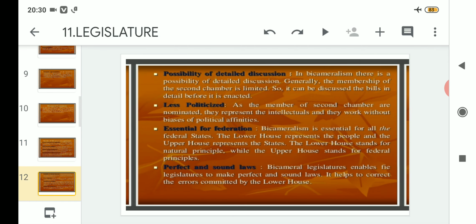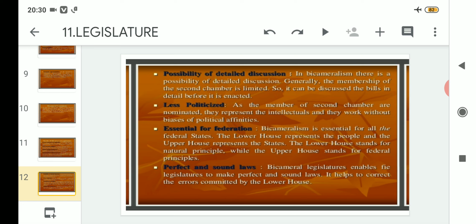Now we will proceed with the fifth advantage of the bicameral legislature, that is, there is a possibility of detailed discussion. Generally the membership of the second chamber is limited, so it can discuss the bills in detail before they are enacted.